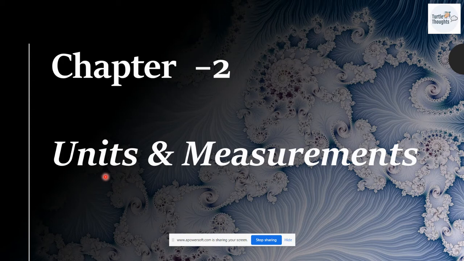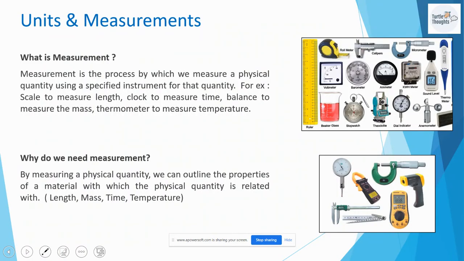Hello everyone. In today's class, we are going to start with the second chapter of physics, units and measurements. What is a measurement? Measurement is a process by which we measure a physical quantity using a specified instrument for that quantity. For example, we have a scale to measure length, a clock to measure time, a balance to measure mass, a thermometer to measure the temperature. These are the examples of measurement.